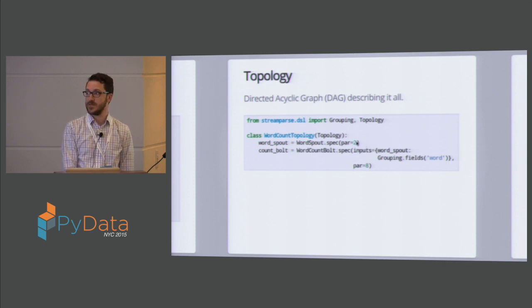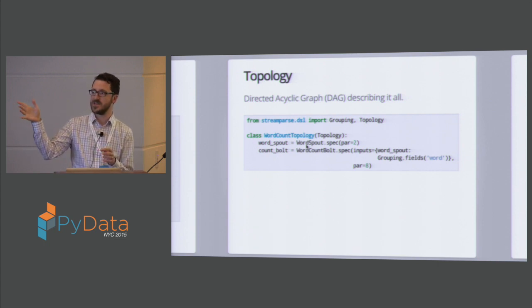In this case, par equals 2 is describing the parallelism for this component. So we want exactly 2 executors for this spout. And then the word count bolt has parallelism set to 8, so there'll be 8 of these running somewhere on your cluster. This inputs dictionary here maps from the source to what kind of grouping you want to use. And here we're using a fields grouping, grouping on the word field, which means that anytime a word is emitted by this spout, it will be hashed, and that will determine which one of the bolts downstream it goes to.